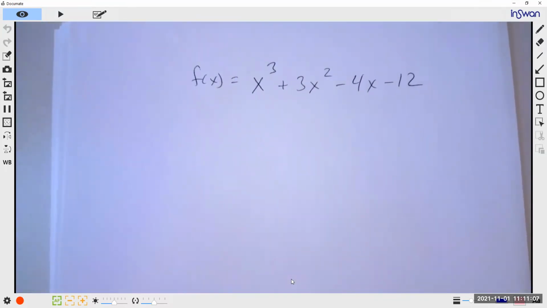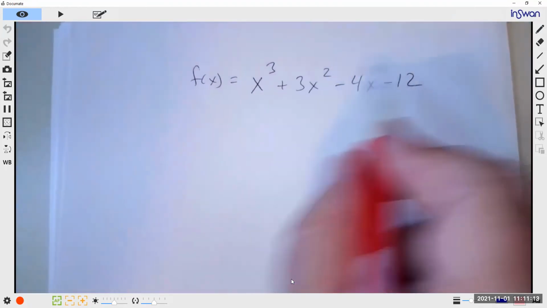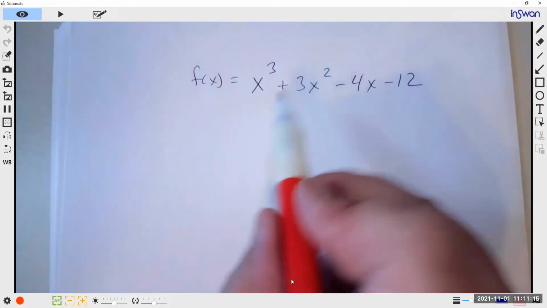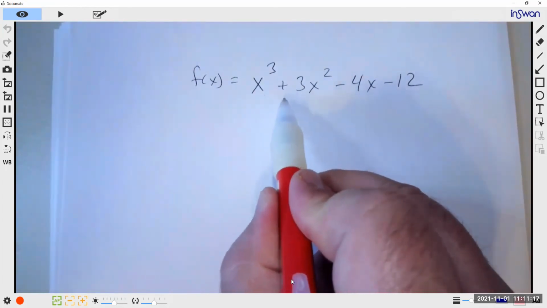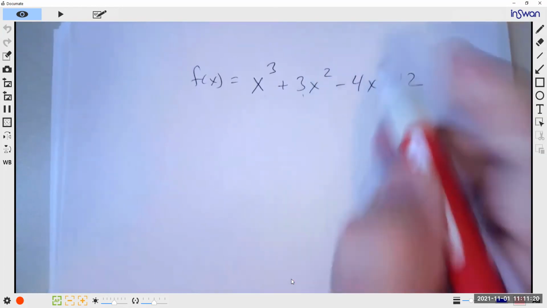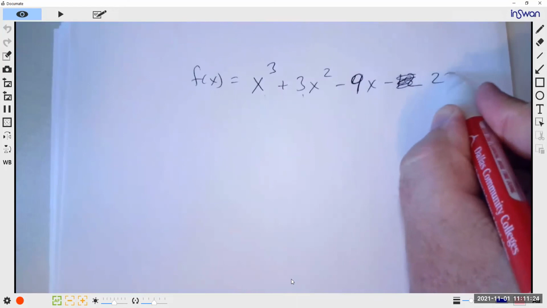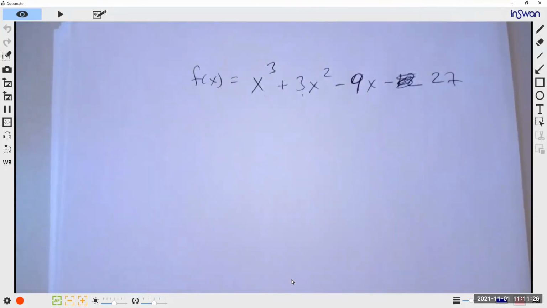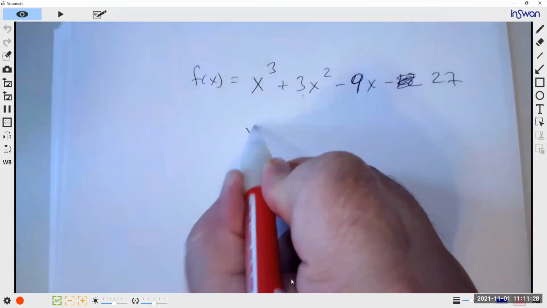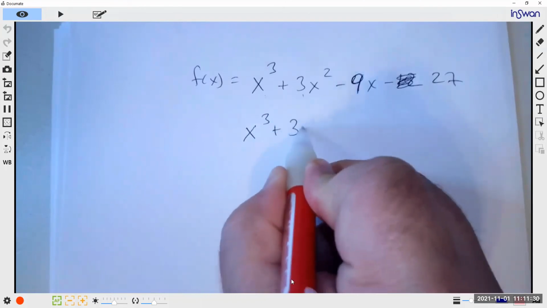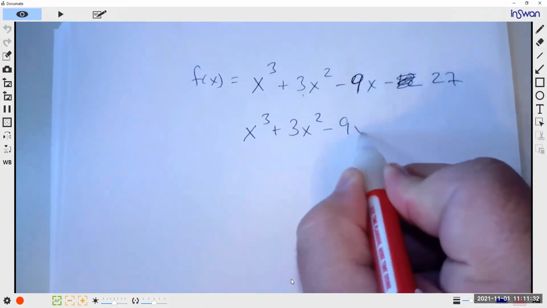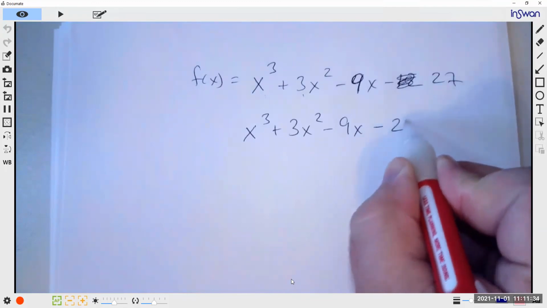Let's look at this one. Hold on, not this one. That gives us 3 separate ones. So x squared, 3x squared minus 9, and negative 27. Let's look at that one. So x cubed plus 3x squared minus 9x minus 27.